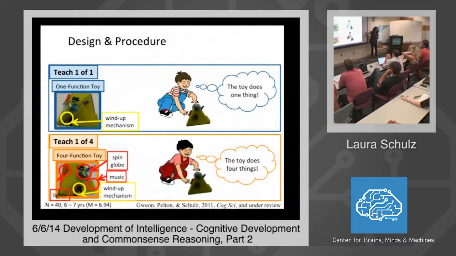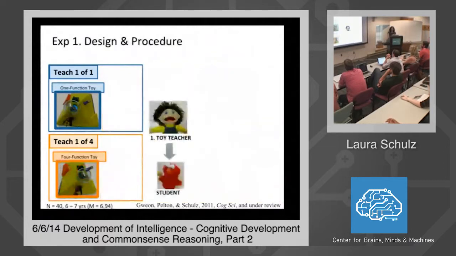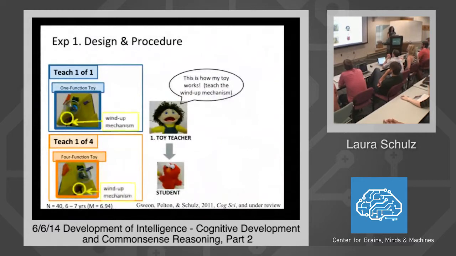And then we have a teacher, and the teacher's going to go ahead and teach Elmo the toy and always going to do the same thing, always going to teach the wind-up mechanism, right? And the question is, do the children judge the teacher differently in the 2 conditions? The teacher's always doing the same thing, but the child knows in one case that evidence, although true, is misleading, and in the other case it isn't.